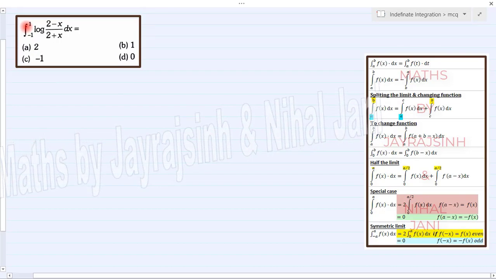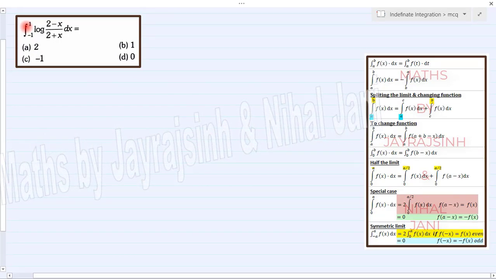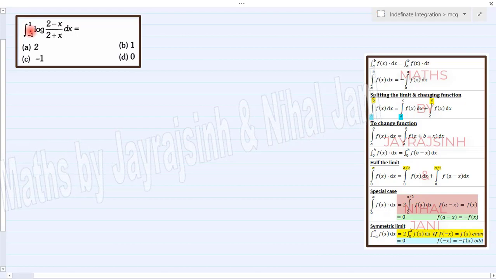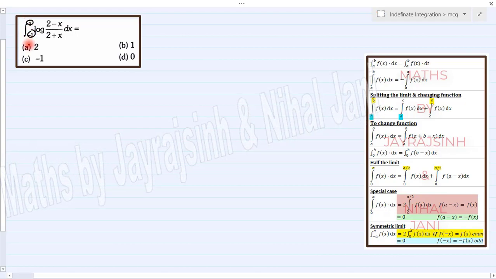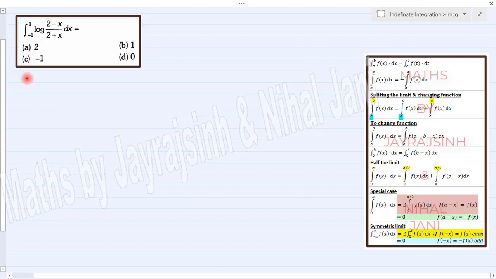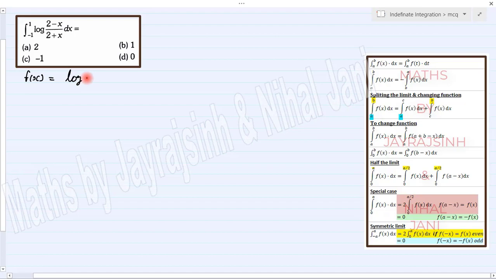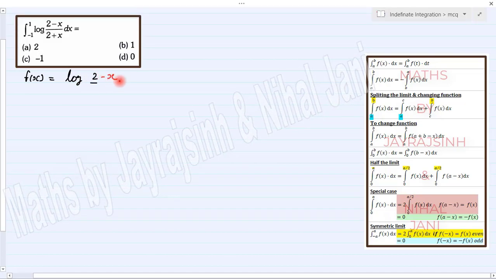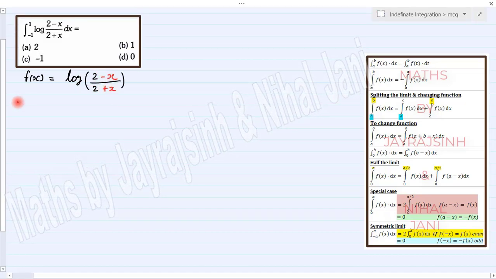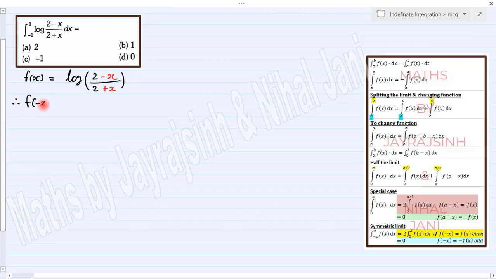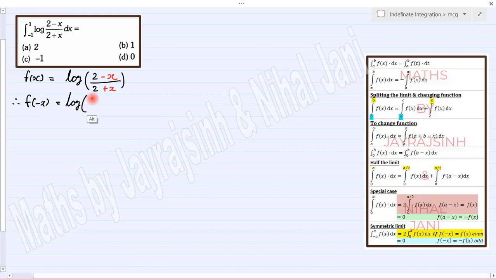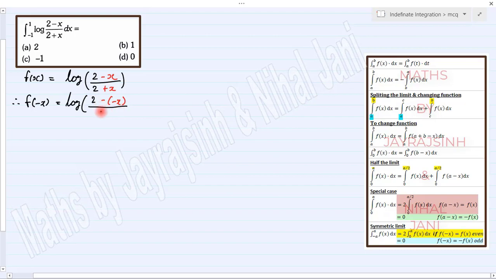We have the integration of log of 2 minus x upon 2 plus x. Here your limit is from -1 to 1, so we have symmetric limits. So we can say your f of x is simply log of 2 minus x upon 2 plus x. Now let's try to get f of minus x. That means we have to replace x by minus x. So here we'll get 2 minus of minus x upon 2 plus of minus x.